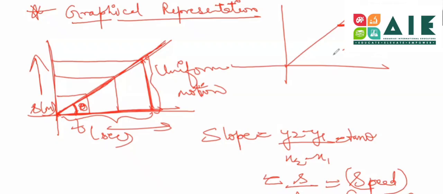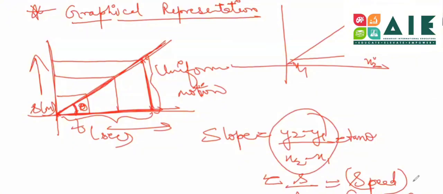You have to choose more than half of your graph. That means if my line is like this, you have to choose like this. Now you do y2, y1, x2, x1. Now you will get the answer and hence you will get the speed of that graph. Making you understand clearly?